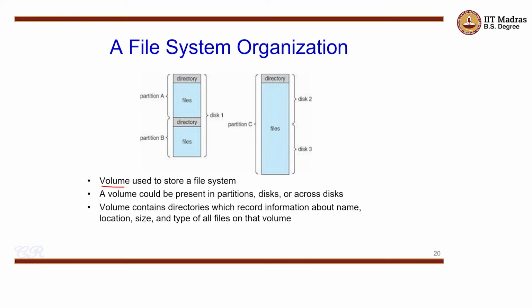So you have a file system, or a volume, spreading across multiple partitions like partition A, partition B and partition C. Each of these partitions have their own series of directories and the corresponding files. So what we also see is that this volume is spread across disk 1, disk 2 and disk 3, right? So it's associated with multiple disks.